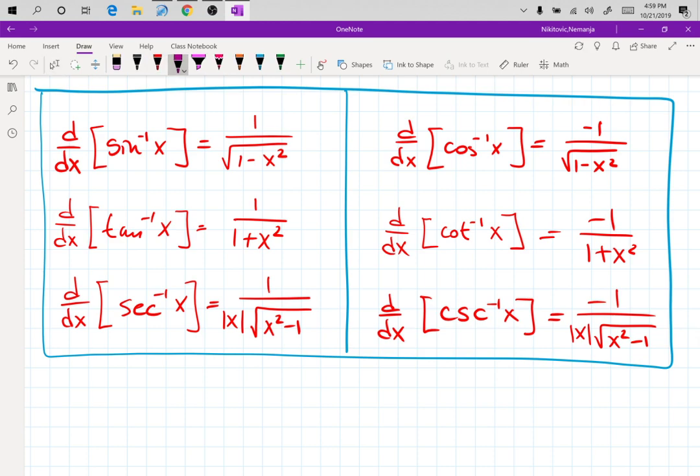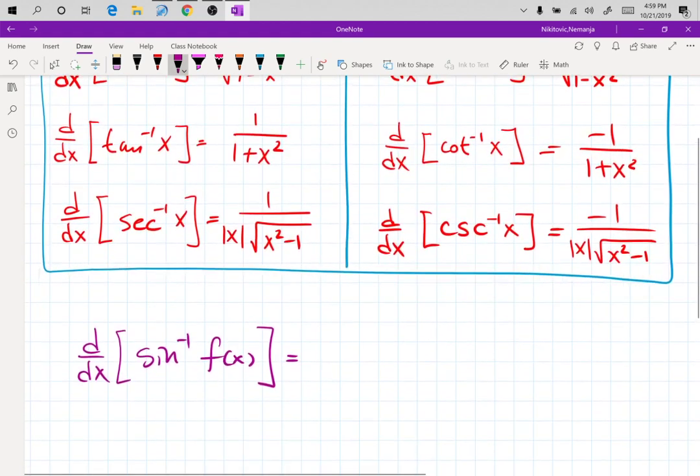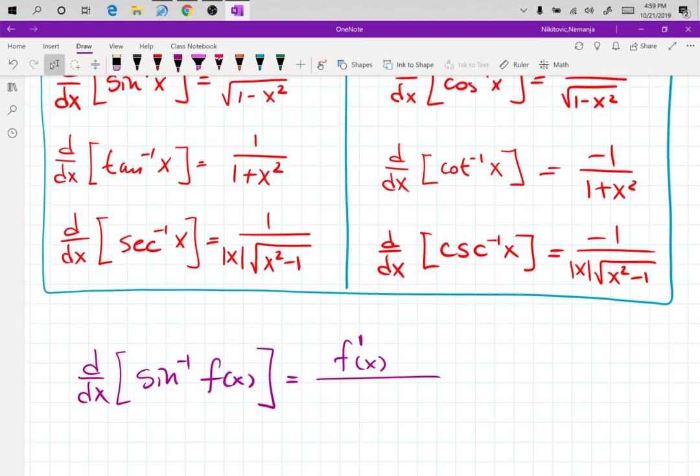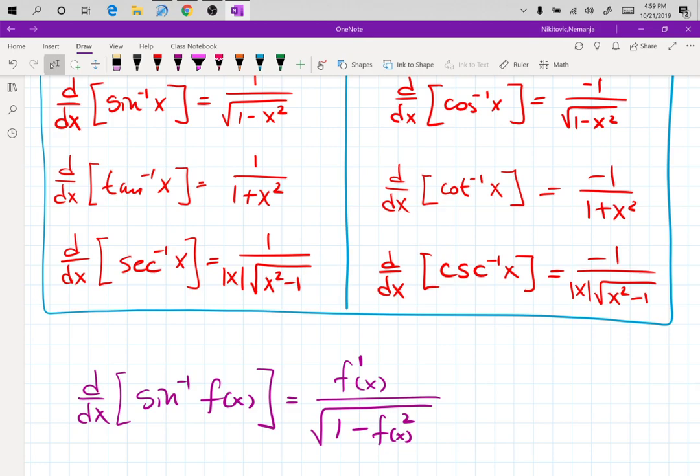So now let's go with purple. The derivative of sine inverse of f of x is going to be f prime of x divided by the square root of 1 minus f of x squared. So I need you to see that they have the same form. Every x is replaced with f of x, and because of the chain rule, it has to be multiplied by the derivative of f of x.